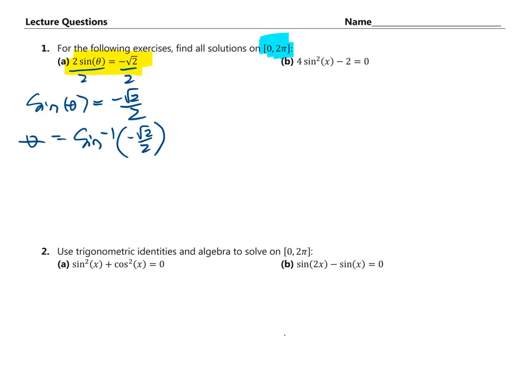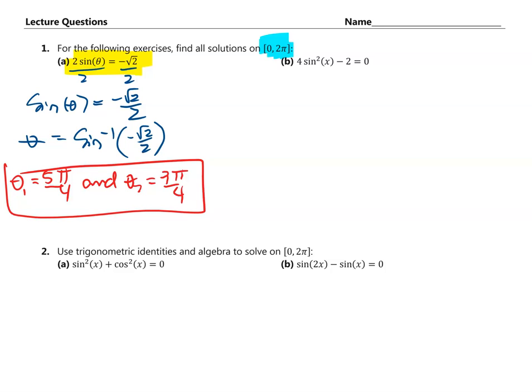And then check your unit circle, and inverse sine of negative square root of 2 over 2 is equal to 5 pi over 4, and 7 pi over 4. Okay, let's do the same thing for letter B. So isolate sine, so add to both sides. 4 sine squared x is equal to 2.